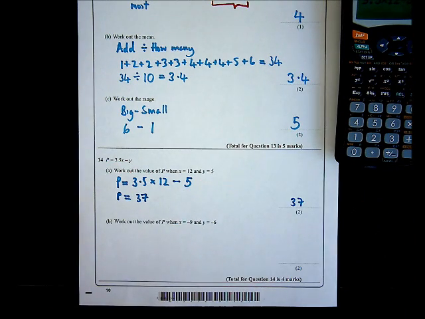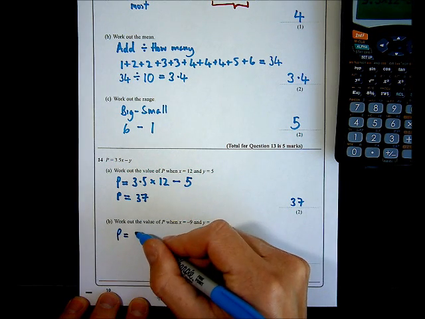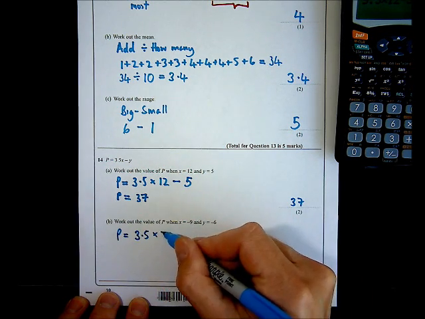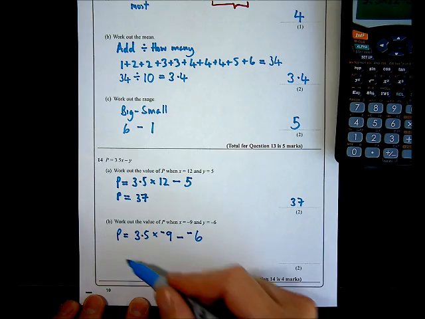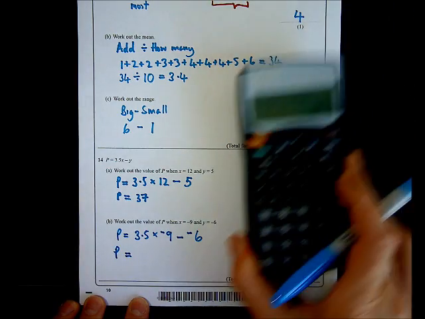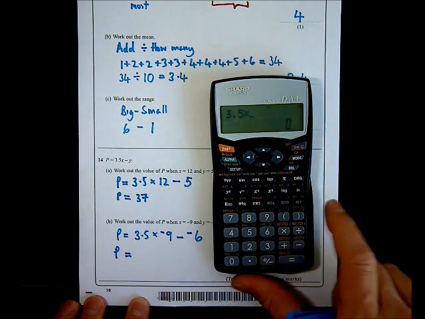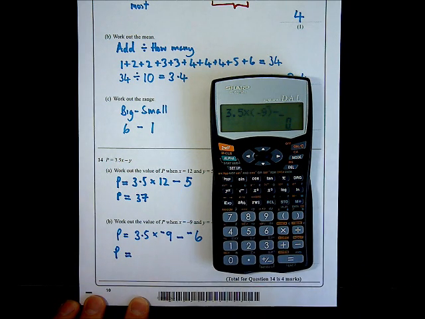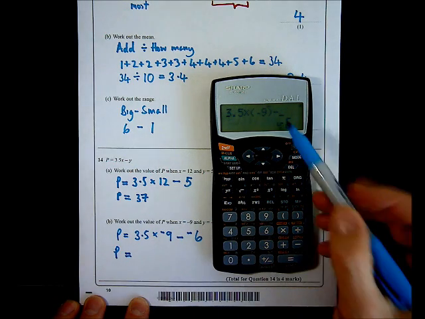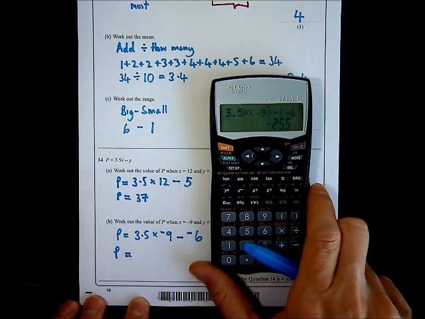In part B, I'm told to work out the value of P when x equals -9 and y equals -6. So again, P equals 3.5 times by -9, take away -6. And it's important that I put both these signs in here. And again, on a calculator exam, I can use my calculator, provided I know how to use the negative button. So 3.5 times by, and on this calculator, the negative button is there, 9. And then I want to take away -6. And notice it puts the negative in brackets. And I get -25.5.